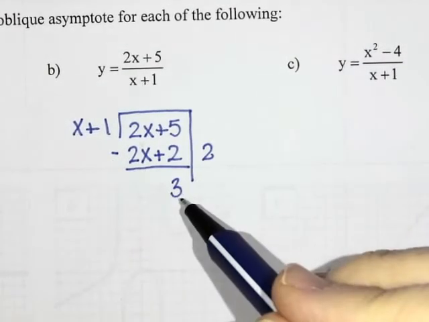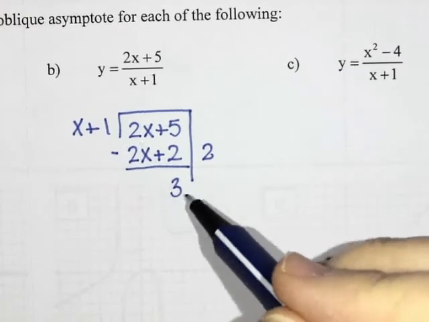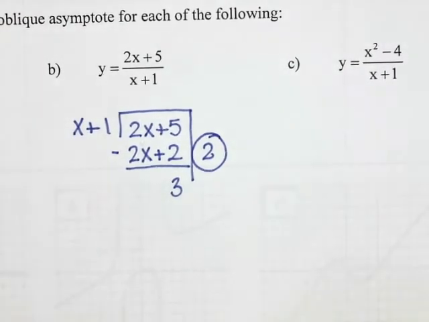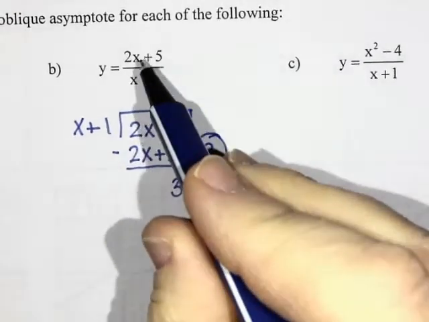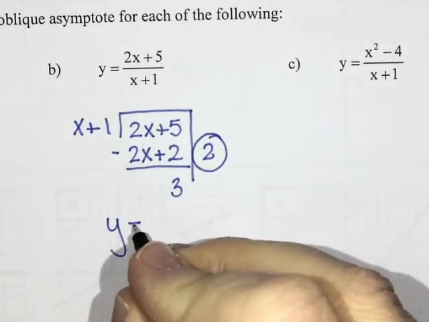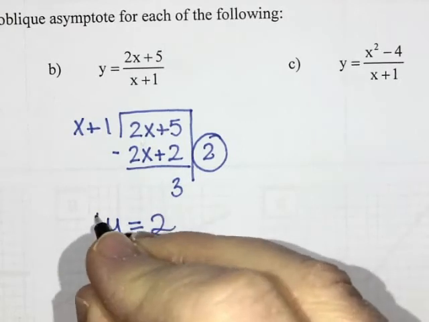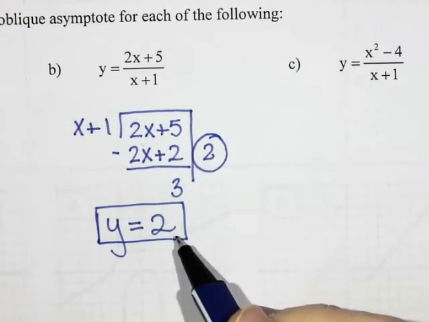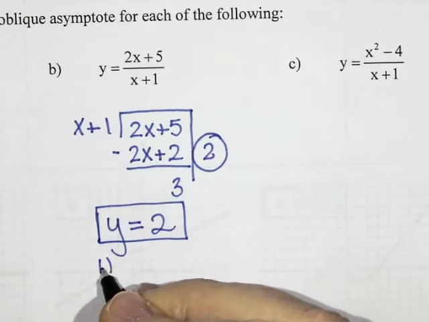X does not go into 3. I don't care about the remainder. What I care about is my quotient. So it went in 2 times. X goes into 2x 2 times. So that means the equation would be y equals 2. Since this is just a number, it is also horizontal.